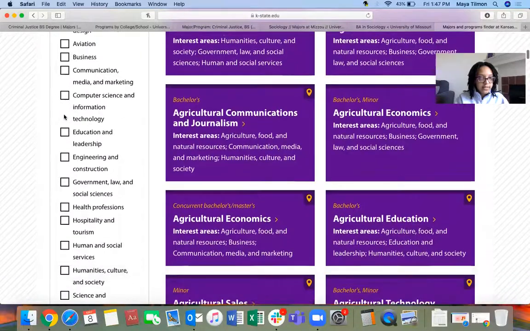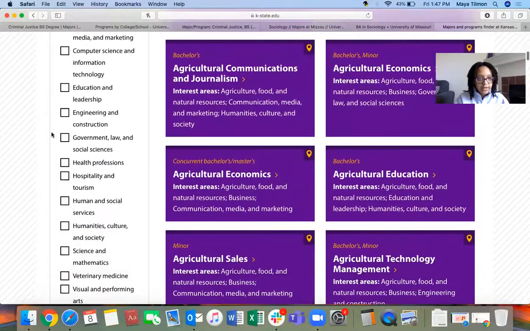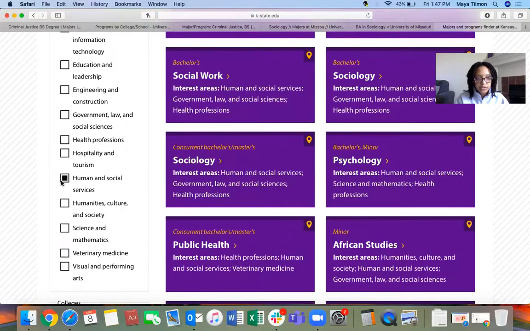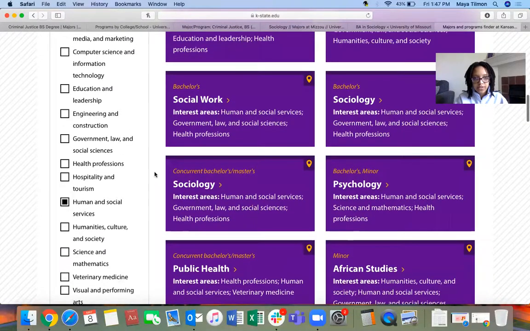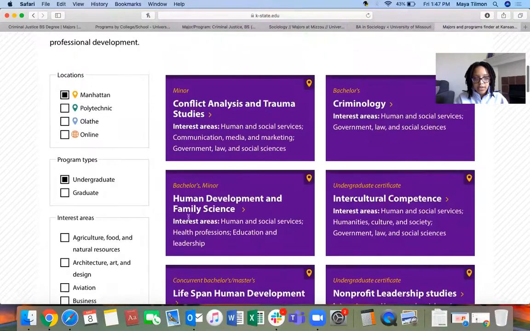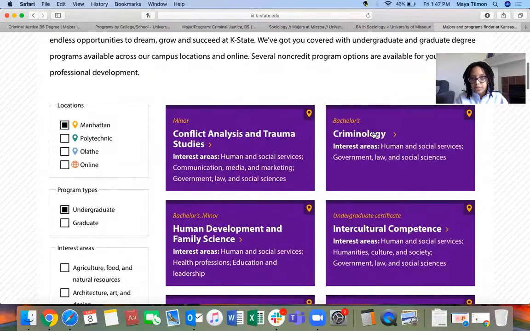And then sociology, criminology would most likely be under the human and social services category. So there's sociology right there. There's also social work, some human development things, and then boom, here's criminology.